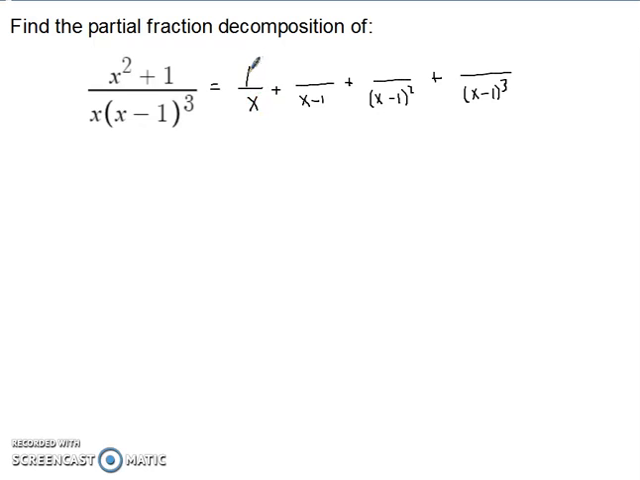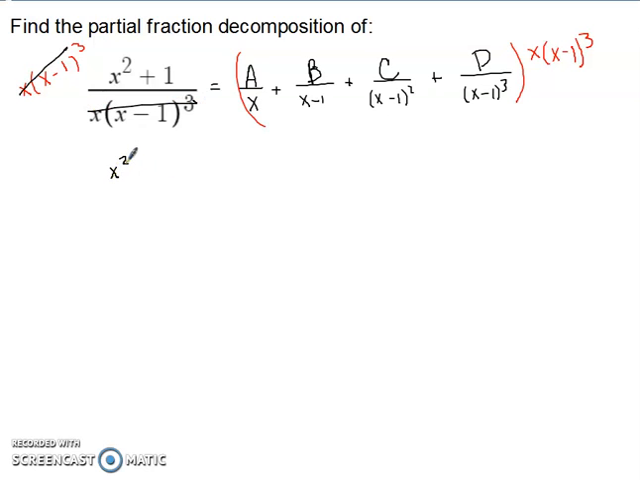This factor is x, so my numerator is going to be just a with no x's, then b. Here, inside those parentheses, I've got a degree of 1, so this would be a degree of 0, and same thing for that fourth fraction. And then we multiply by the LCD and solve for a, b, c, and d. Multiplying by the LCD, the denominator on the left reduces, and I'm left with x squared plus 1. And then I distribute and reduce on the right.